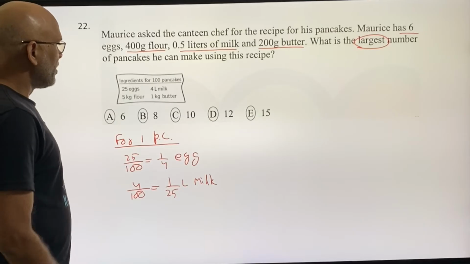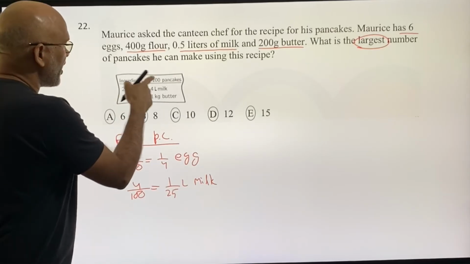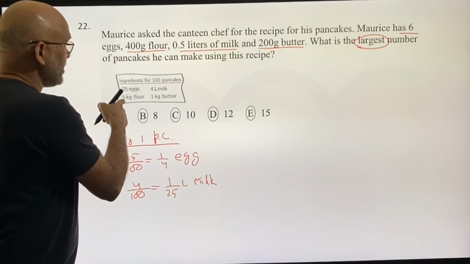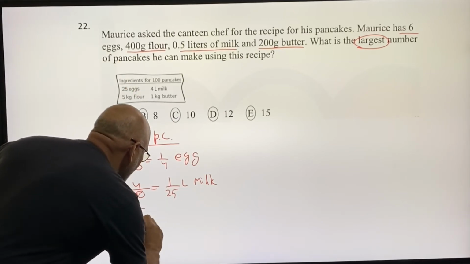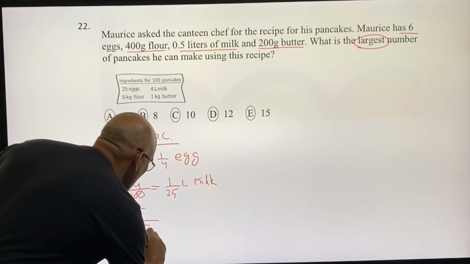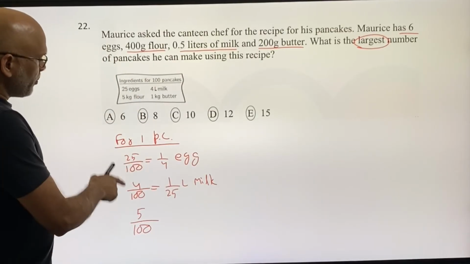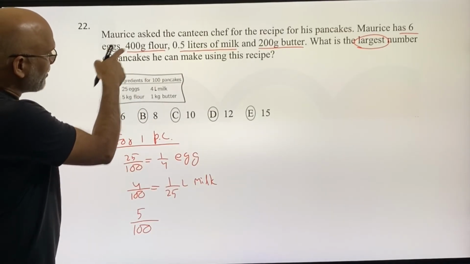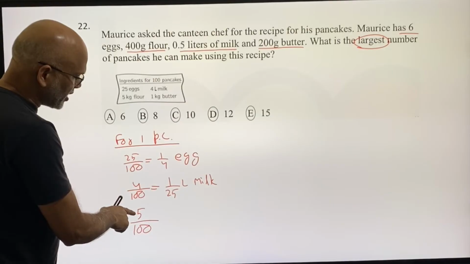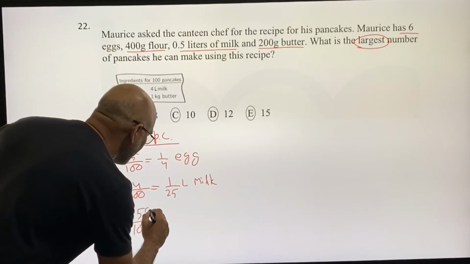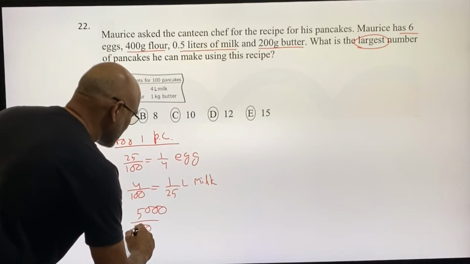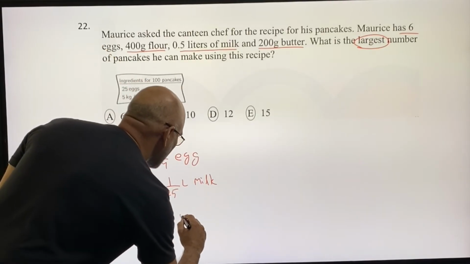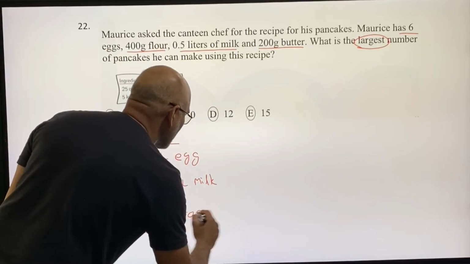Okay, for the flour, for 100 pancakes I need 5 kg. For one pancake I will need 5 over 100, but flour is given in gram here, so let me convert the kg. So 5 kg is 5,000 gram, right? So this is going to be 50 gram of flour.